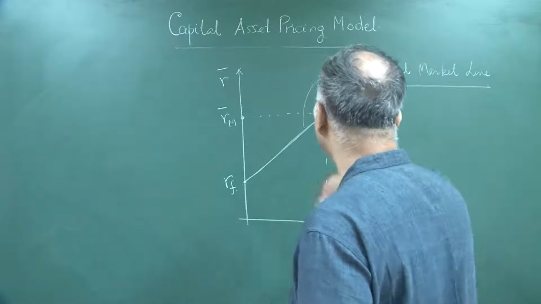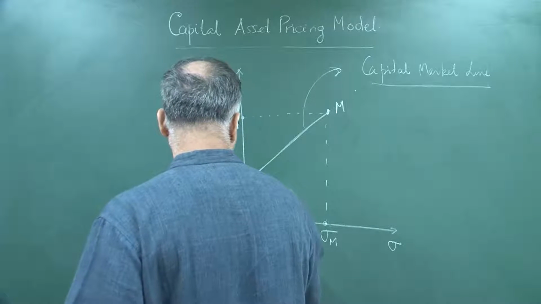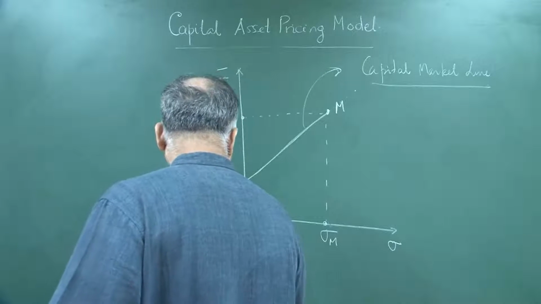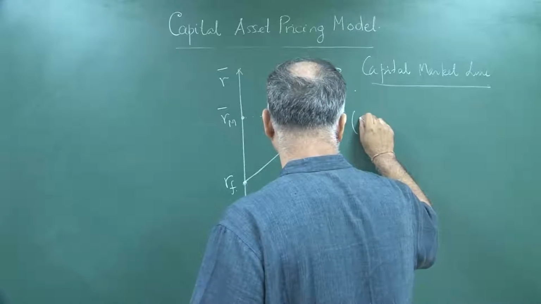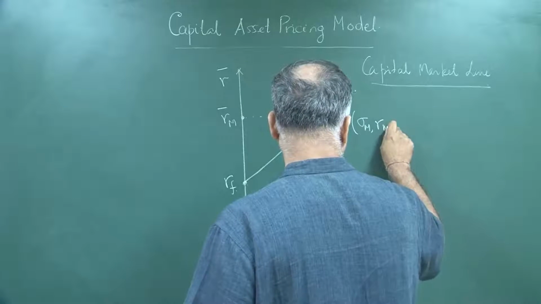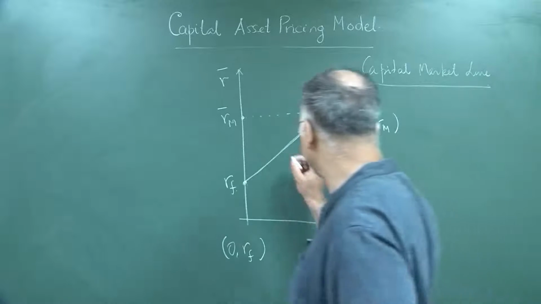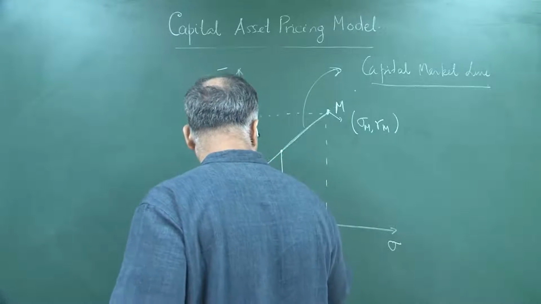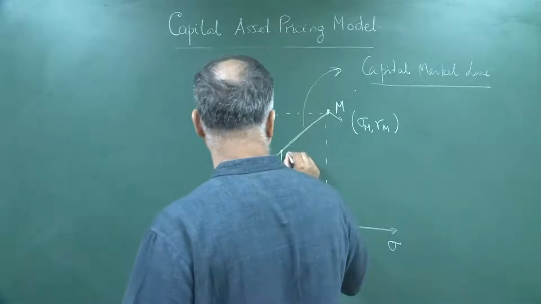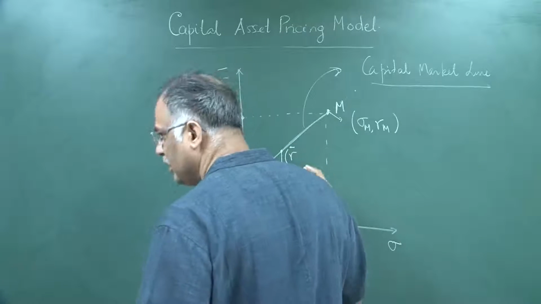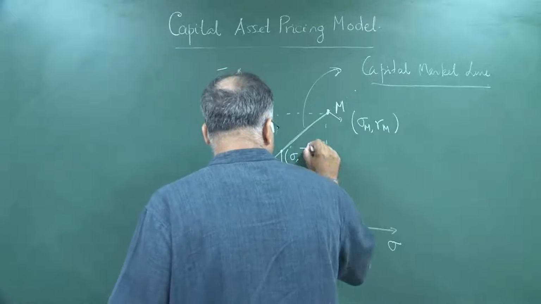So, let me try to find the slope of this line. So, the coordinate here is 0, RF, and this coordinate here is sigma m, R m. So, what is the slope of this line? So, if I take any point here, any point on the line, it does not matter, I am just taking an arbitrary point here whose exposure to risk is given by sigma, and R bar is the expected return.